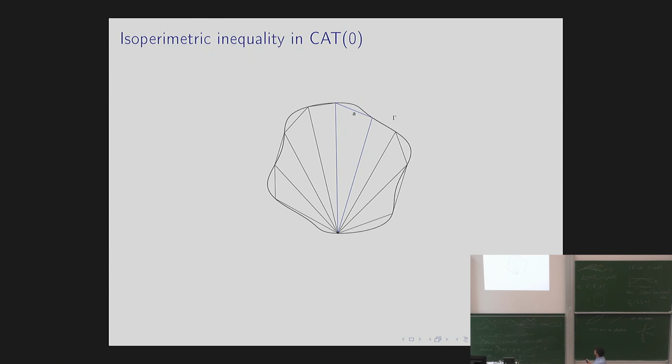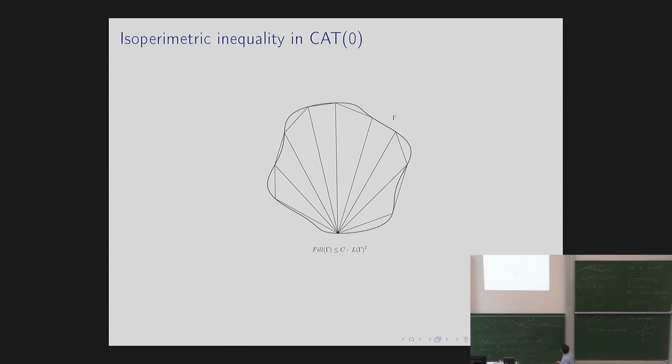If you add this up, right, this is a polygon inscribed in the original curve. So the length of the polygon is at most the length of gamma. So what we end up with is something that is quadratic in the length. What I wrote down there is filling of gamma is at most some constant times length of gamma squared. So this is not the Euclidean isoperimetric inequality, but the quality is the same. It's a quadratic inequality.